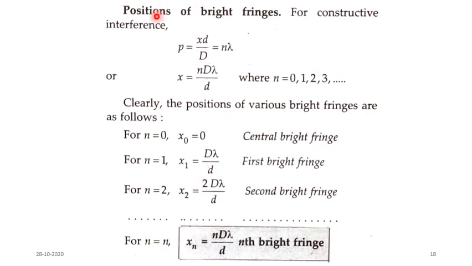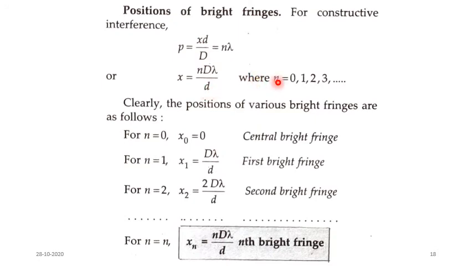Now we will discuss the position of bright fringes, where we will obtain a bright fringe. For a bright fringe we have to study constructive interference. As we studied in the last class, for constructive interference the path difference should be an integral multiple of the wavelength lambda. And just now we have derived the equation xd by D, so xd by D should equal n lambda. Sending the term to the other side, x equals n D lambda by small d.